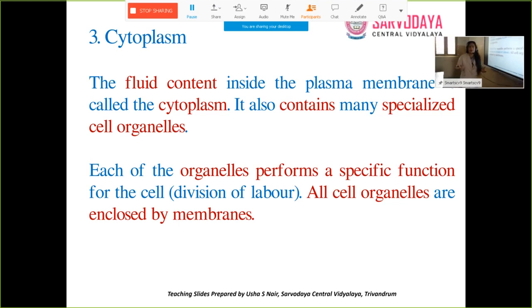Write a short note on cytoplasm. You must be ready and be quick in writing. Maybe 3 marks. Or nucleus can be 3 marks, 5 marks. So you have to write it correctly with all the features which I'm mentioning like this.